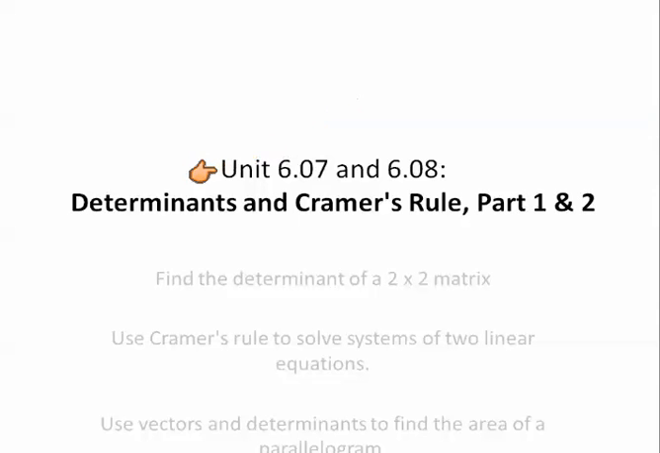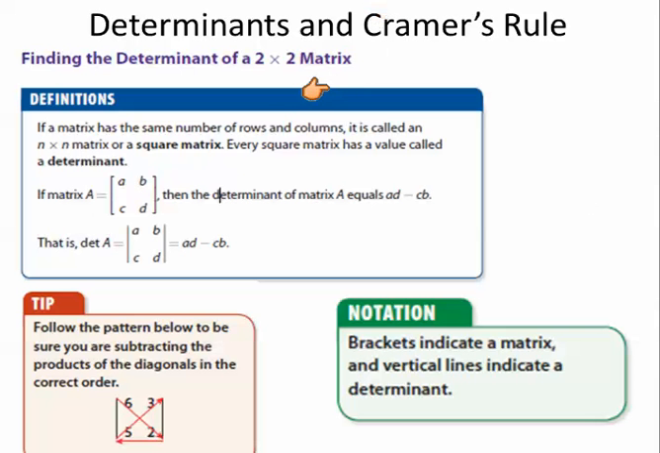Okay. We're looking at Unit 6.07 and 6.08. This is dealing with determinants and Cramer's rule. Okay. So let's look at this. A determinant is a way of taking a matrix and getting a single value, a number out of it. So if we're looking at square matrices, 2 by 2s, 3 by 3s, 4 by 4s, 5 by 5s, etc., we can get a single number that represents the, quote, determinant of that matrix.